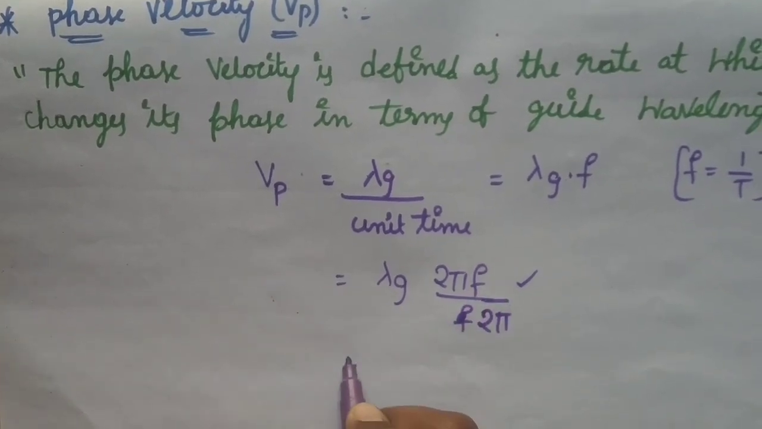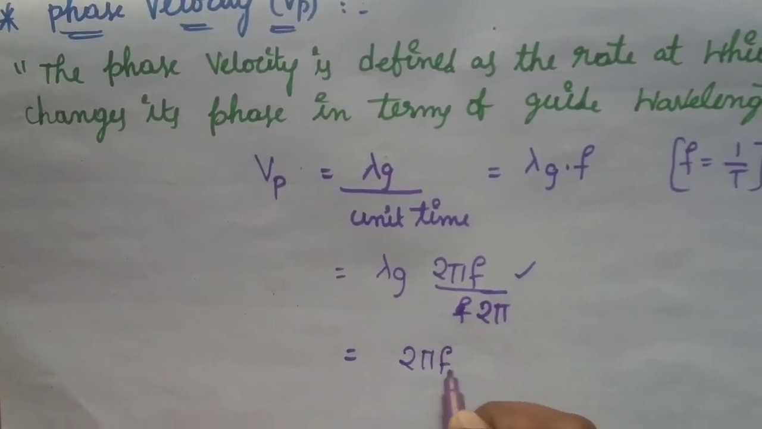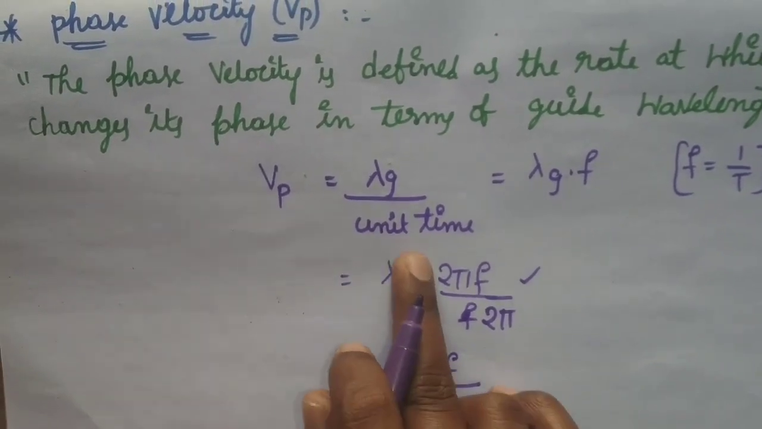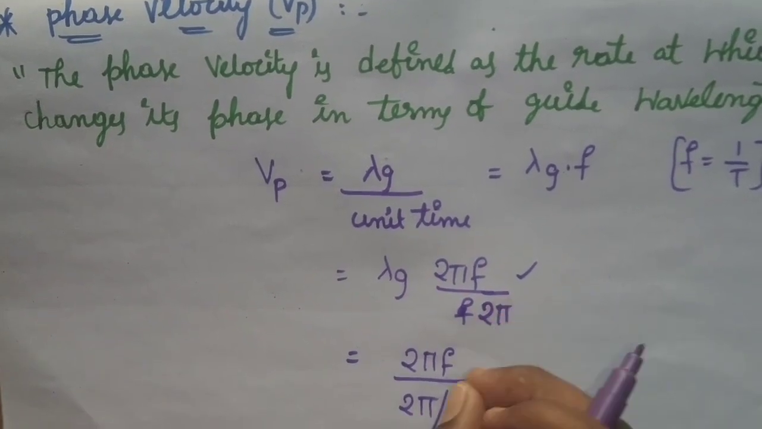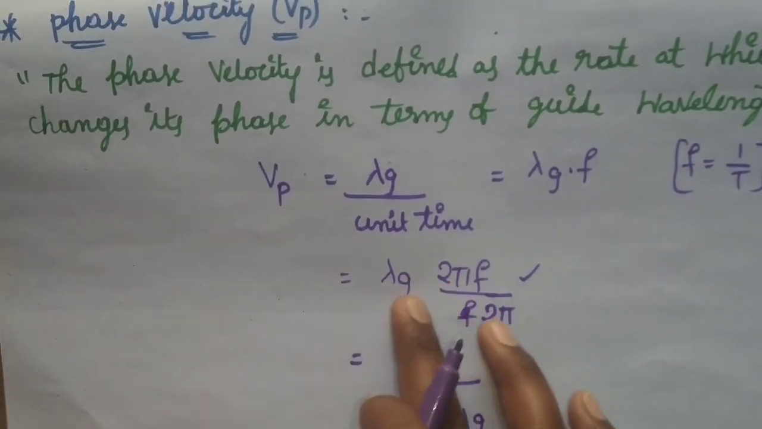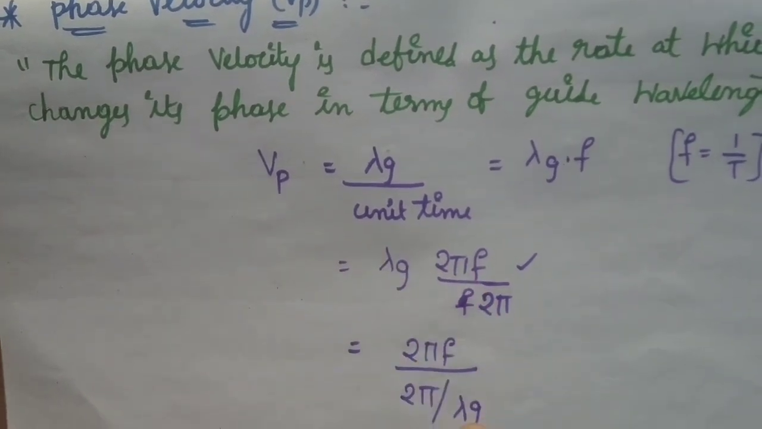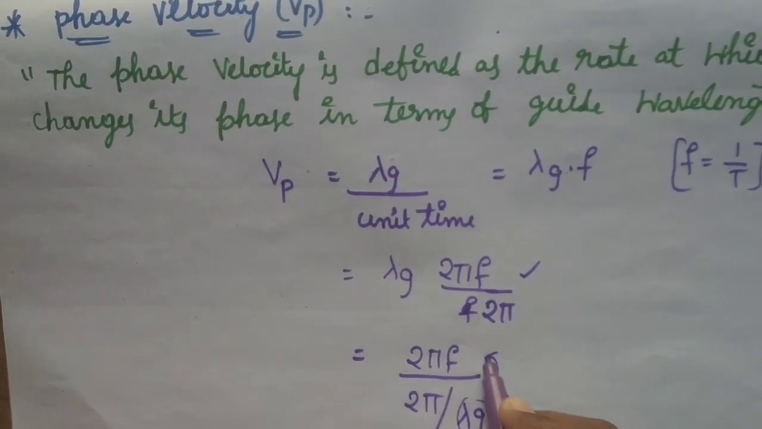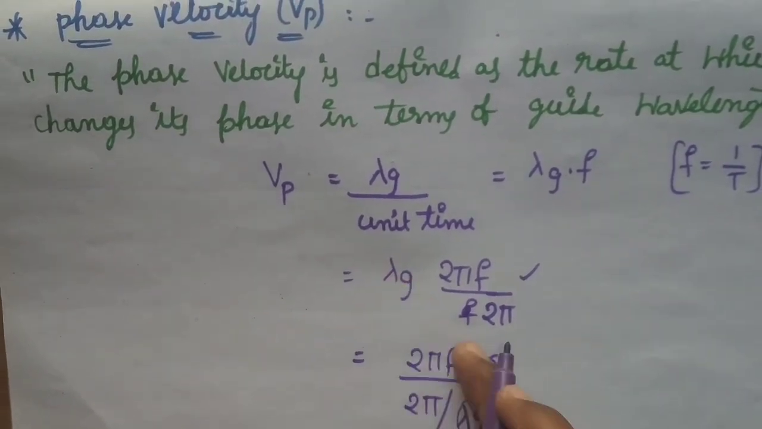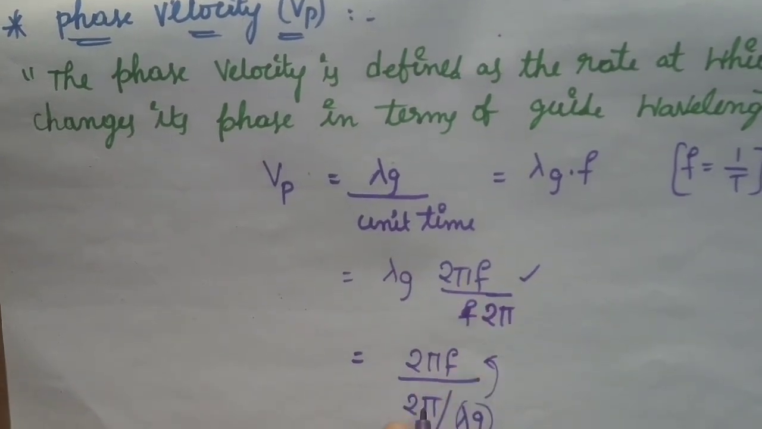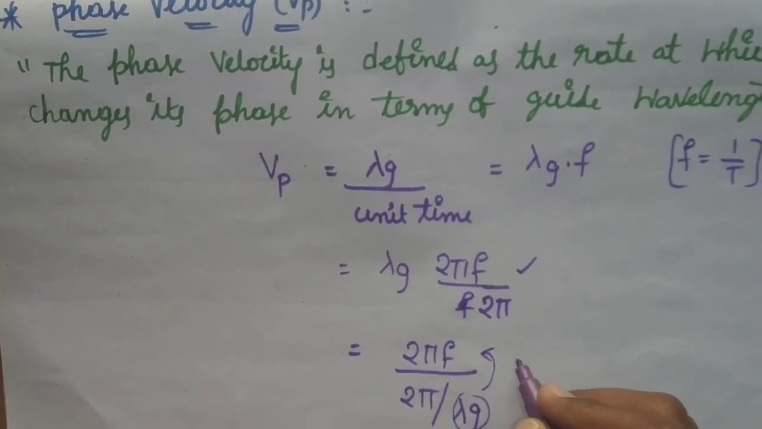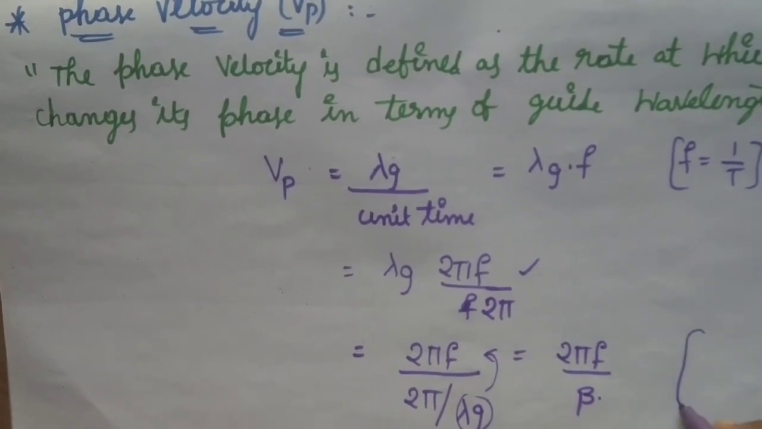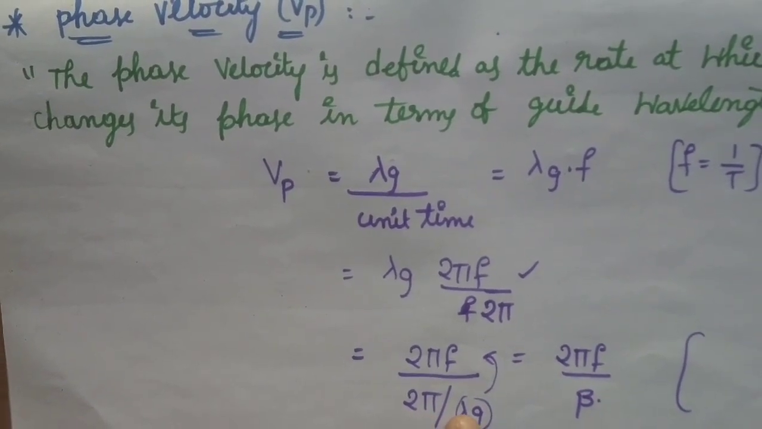Now we will write this as 2 pi f by 2 pi lambda g. We can also simplify this as 2 pi f by 2 pi, so this one brings up here, and then lambda g goes below. Consider this as 2 pi f by 2 pi by lambda g. Next it is modified as 2 pi f by beta.